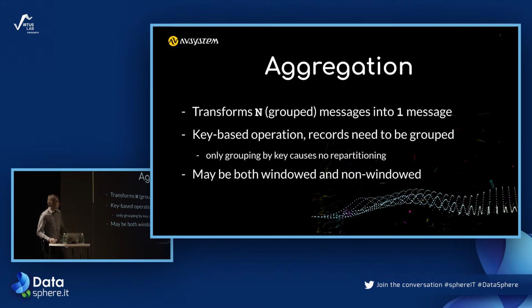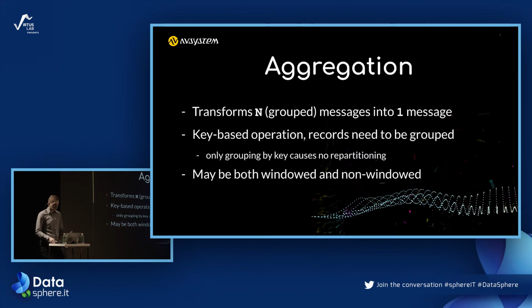So what are the key features? What features can you use inside of Kafka Streams? The first one would be aggregation, and all of the stateful operations that Kafka Streams provides. What aggregation does is transform n messages into one message. So it compresses the data from input to output.